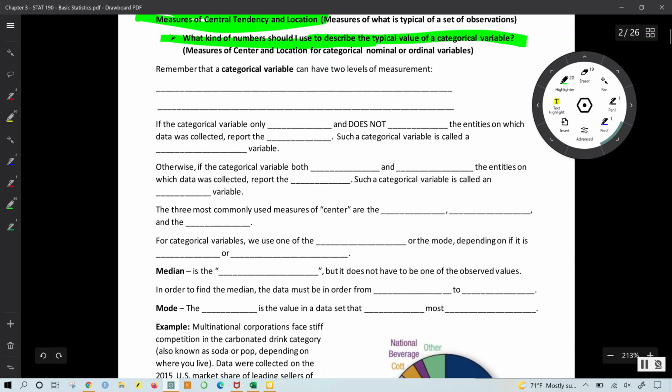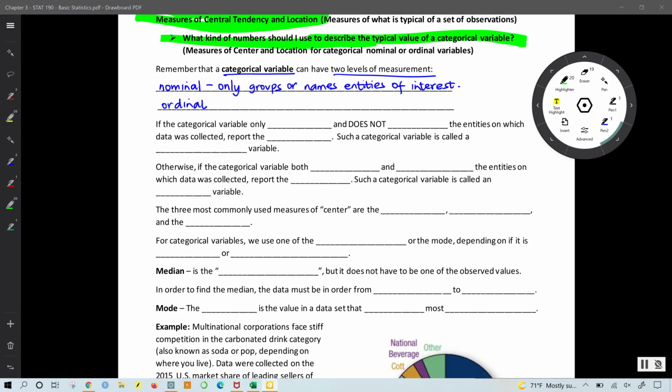To get us going, we remember that a categorical variable can have two levels of measurement. These can either be nominal or ordinal. What we recall is that for nominal categorical variables, the values only name or group entities of interest. Examples of nominal categorical variables are eye color, nationality, place of origin, zip code. You observe that in each of these examples, the values you get do not have any inherent ordering structure.